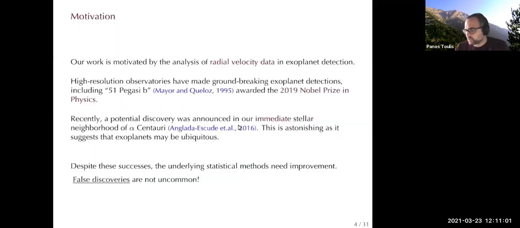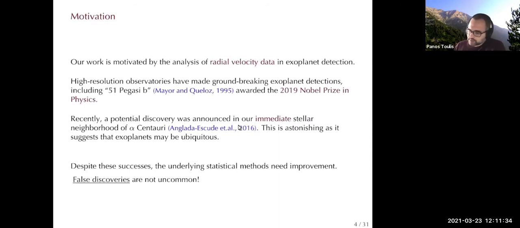The motivation for this talk and for this paper is the analysis of radial velocity data for exoplanet detection. I want to preach to the choir, it's obviously an important problem in astrophysics and astronomy. In 2019, the Nobel Prize was awarded for the discovery of 51 Pegasi b. And even more recently, there have been some astonishing discoveries in our immediate neighborhood, which is astonishing because it suggests that exoplanets are maybe ubiquitous in the universe, which is an exciting discovery.